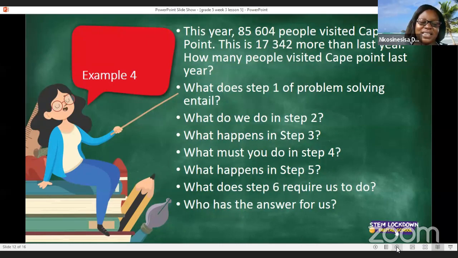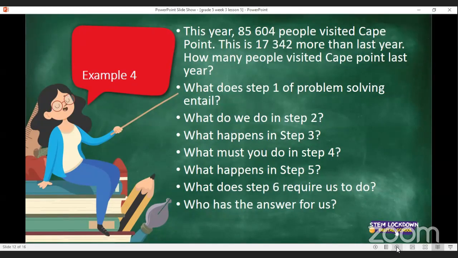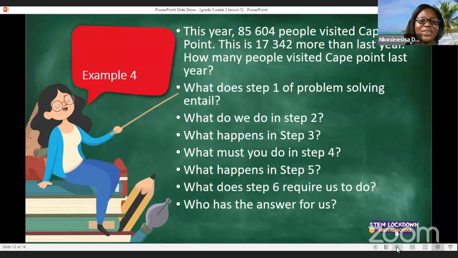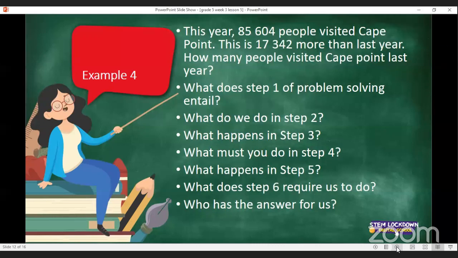You missed it a little there. You said we say 85,604 minus 17,342. So what do we do then? After we've written a number sentence, what must we do? We solve it. Yes, we solve it, and then step number 6, that is where inverse operation comes in. Yes. Thank you so much, Lutando, for contributing.